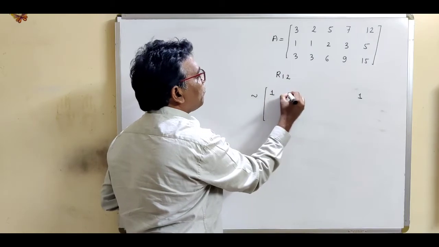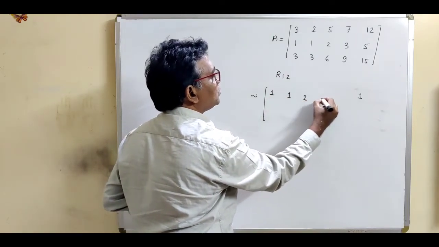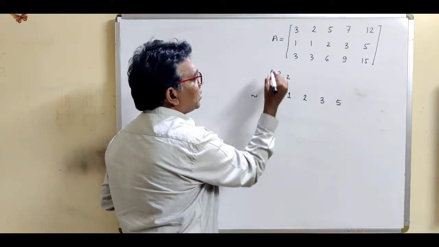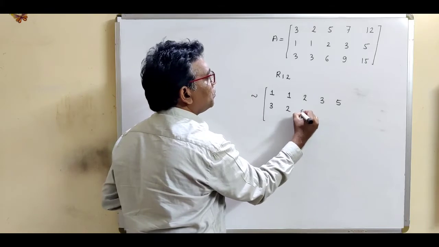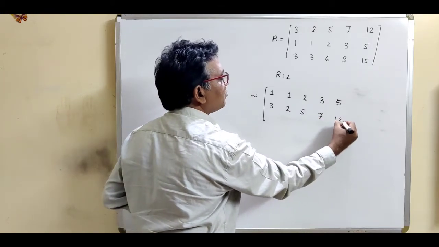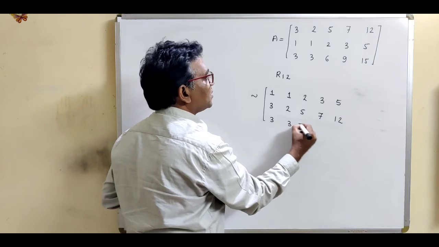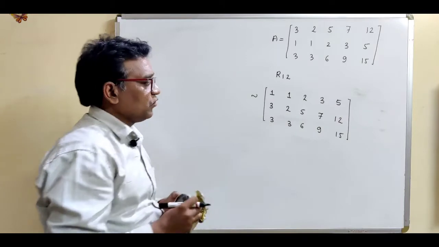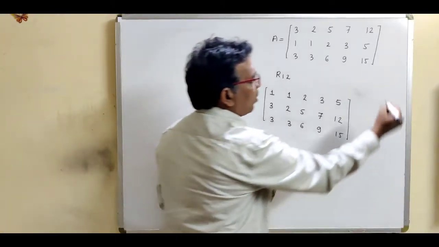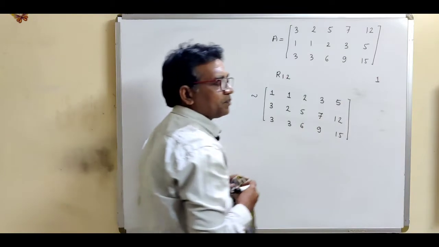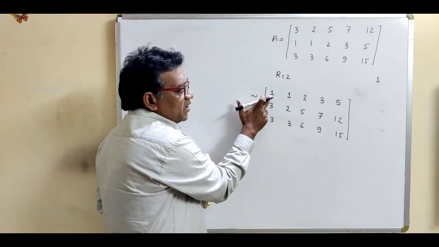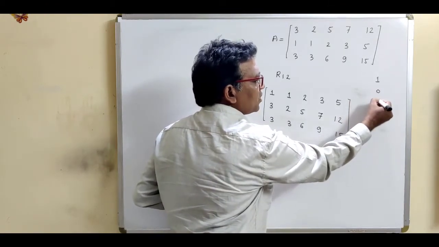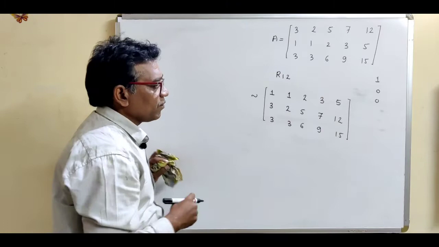Write down the second row as the first row: 1, 1, 2, 3, 5. Write down the first row as the second: 3, 2, 5, 7, 12, and the third row as it is: 3, 3, 6, 9 and 15. So see what is the first step. First of all, make the first entry 1. Now by using this 1, make the corresponding column 0. So we have to make these two elements 0.